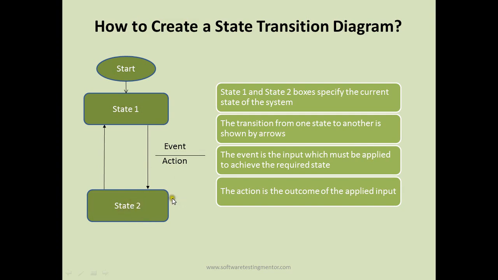So that's how you create a state transition diagram. You have certain states, you connect the states, you transition between the states by using arrows, and then the event is the input which is applied to achieve the required state, and the action is the outcome of the applied input.